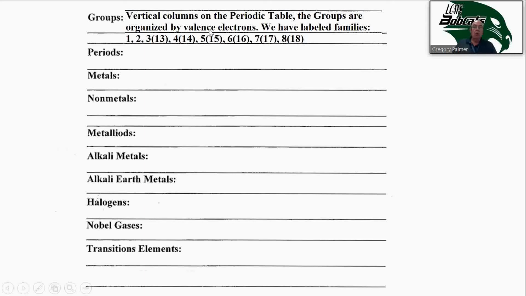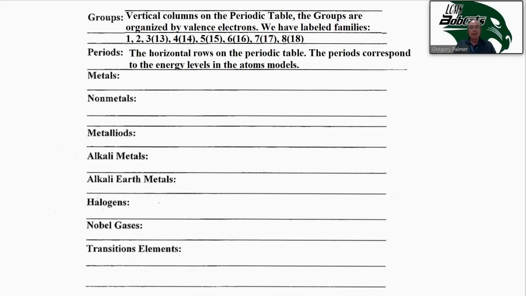The groups are organized by valence electrons, and we've labeled families 1, 2, 3, which sometimes says 13, 4, 5, 6, 7, and 8. Periods are the horizontal rows on the periodic table. Periods correspond to the energy levels in the atom's model. So remember, we said the periodic table is organized by the way nature is, by valence electrons and by energy levels.